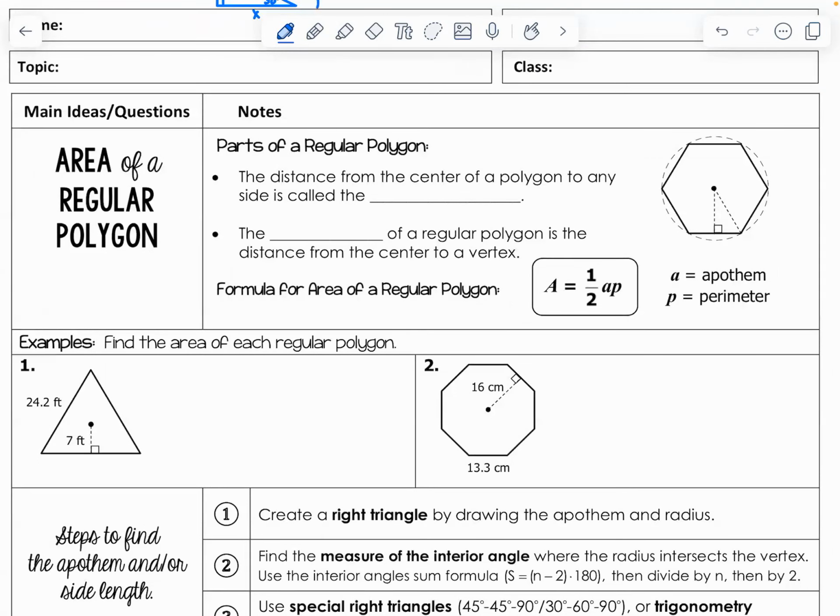Okay, so here's the deal. There's a couple things that we need to know about our polygon. This distance right here, from the center to the side, is called the apothem. Not the opossum, but the apothem.